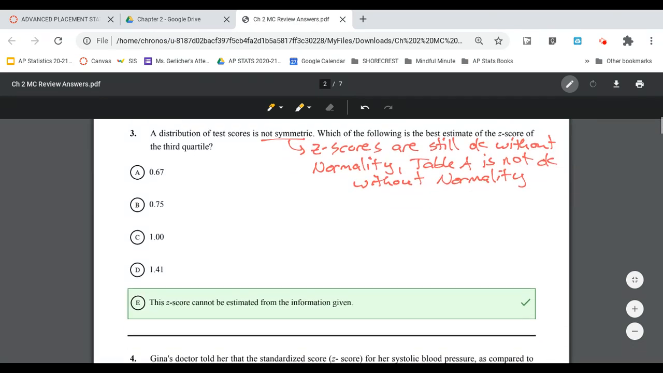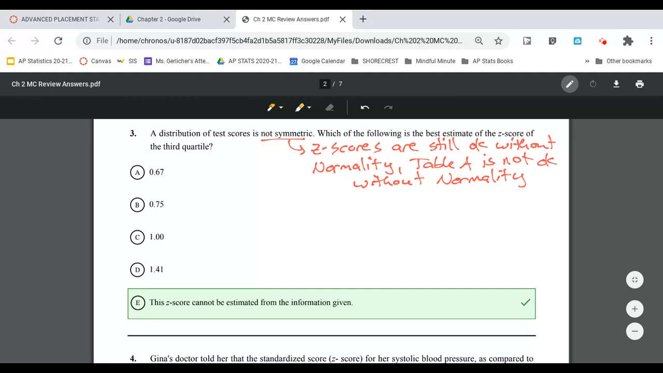On number 3, again, a conceptual question. So they said the distribution is not symmetric, so we know it is not normally distributed. So are we still allowed to use z-scores is the question. Now, you can use z-scores on something that is not normal. A z-score is purely saying how many standard deviations you are above or below the mean. So it doesn't matter what the distribution of the data is. We can still be a certain amount above or below the mean.